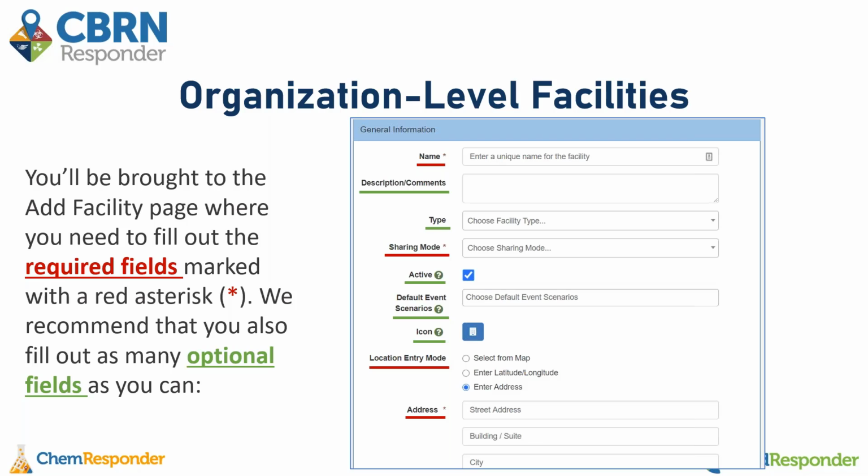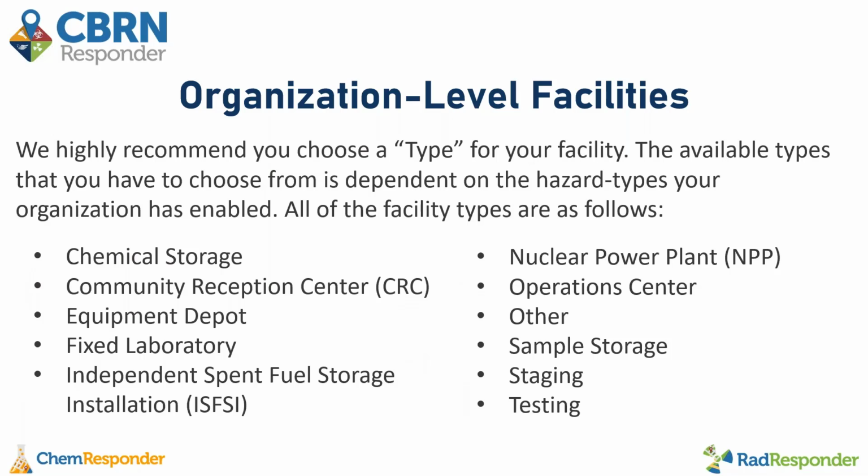And we also recommend that you fill out as many optional fields as you can, so you have as much information that you have available with your CBRNResponder facility. So name is required, a description or a comment isn't required. Same with type. However, we do highly recommend you type your facility. So the importance of typing a facility is that you can then choose which events you want these types of facilities to automatically be added to.